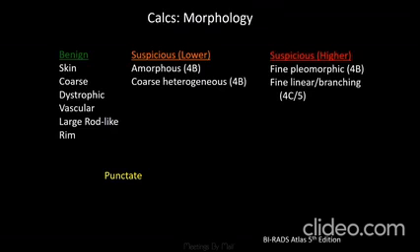So BI-RADS 4th edition had them grouped into 3 groups. Now, of course, BI-RADS 5 has them more in 2 groups, so typically benign, that's skin, coarse, dystrophic, vascular, large rod-like, and rim, and then a second category of just suspicious. In my head, I tend to think of the lower suspicious ones as amorphous and coarse heterogeneous, on the range of 10 to 20% chance of being malignancy, and then the higher ones, fine pleomorphic, fine linear branching. Of course, the punctate calcifications are sitting down here by themselves because they're really sort of it depends, there's more to it.